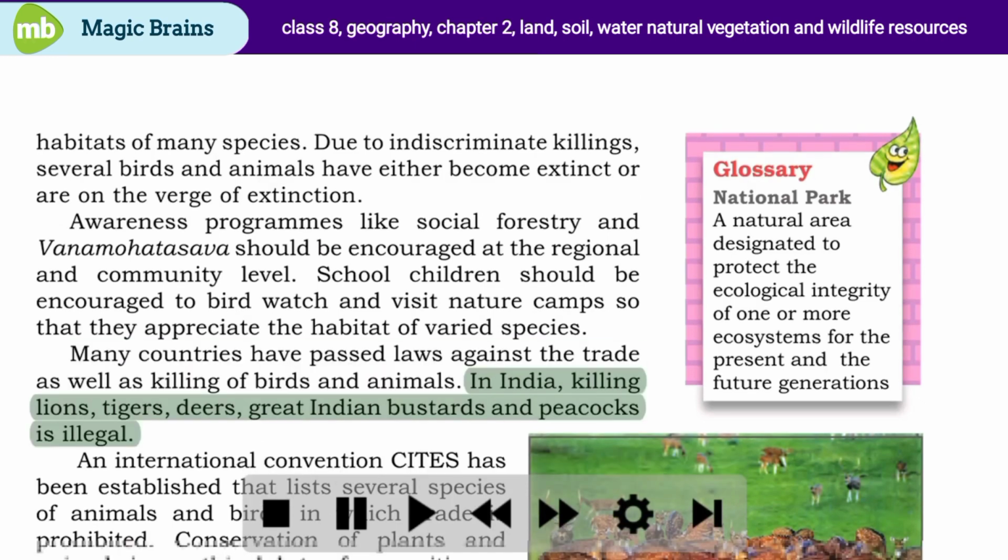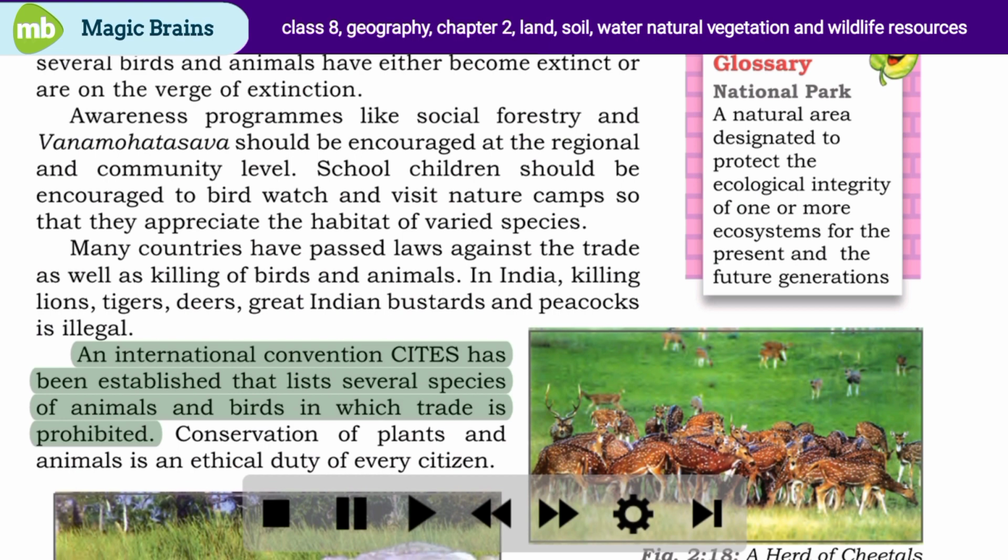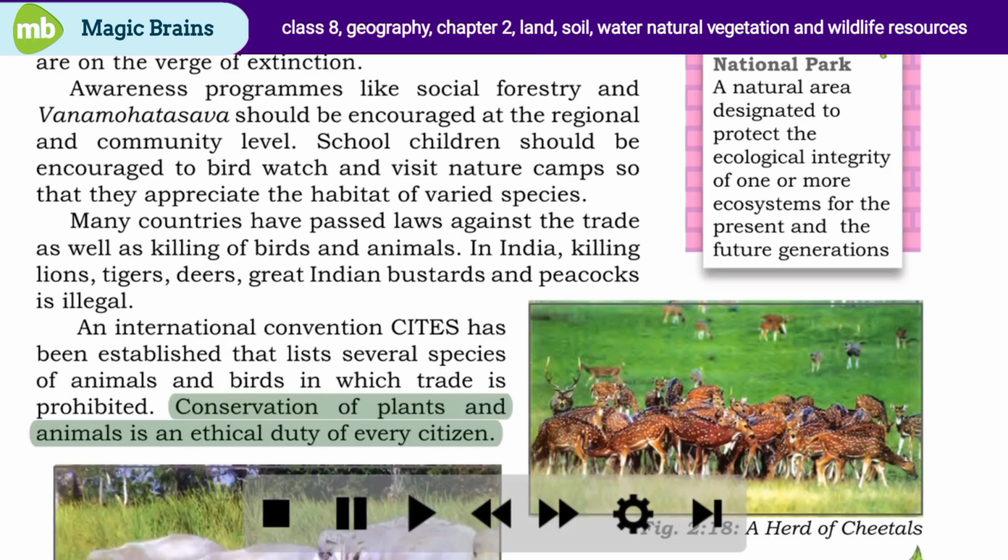In India, killing lions, tigers, deers, great Indian bustards, and peacocks is illegal. An international convention, CITES, has been established that lists several species of animals and birds in which trade is prohibited. Conservation of plants and animals is an ethical duty of every citizen.